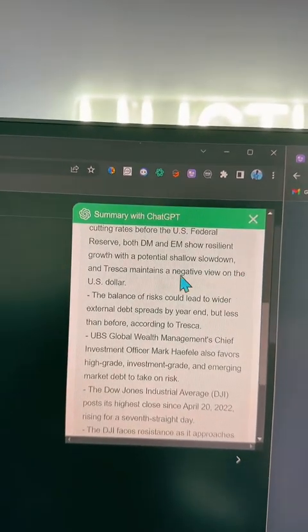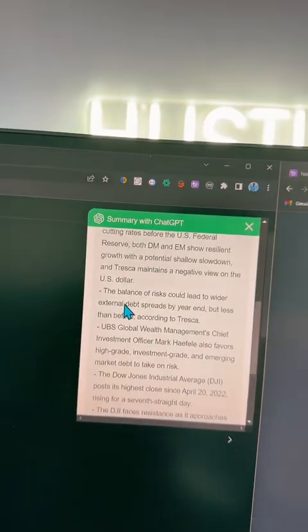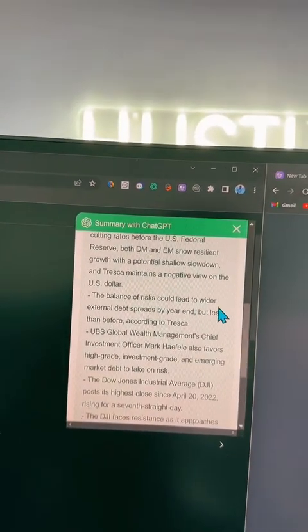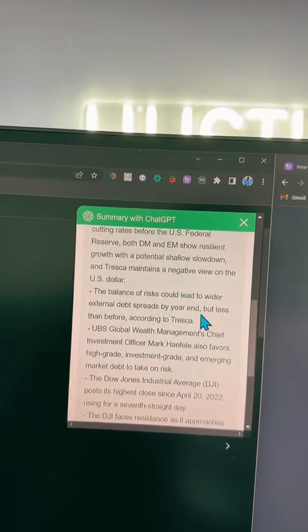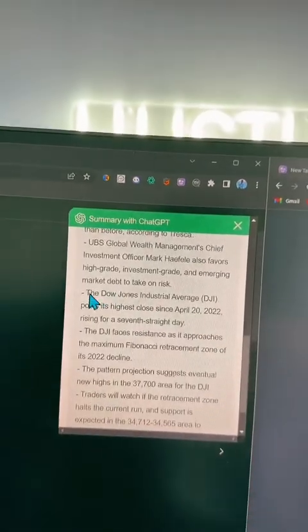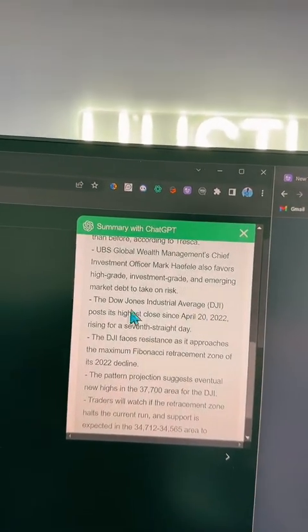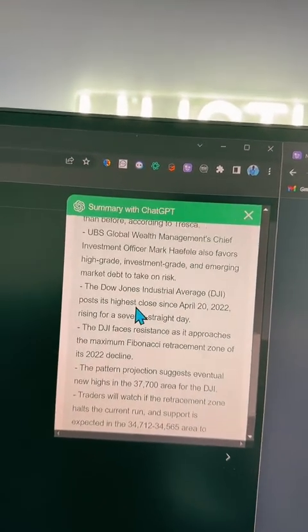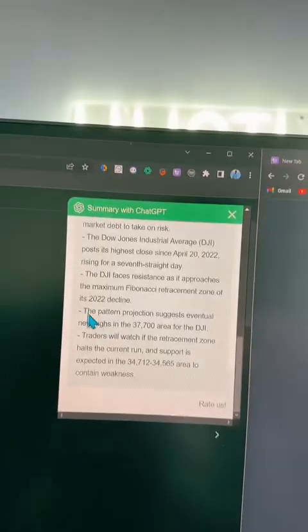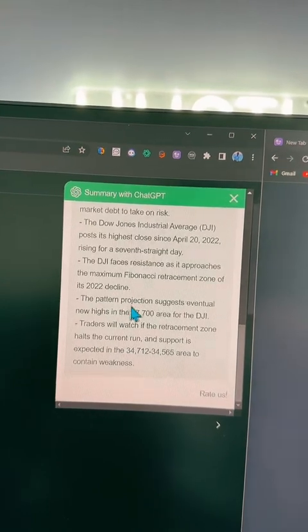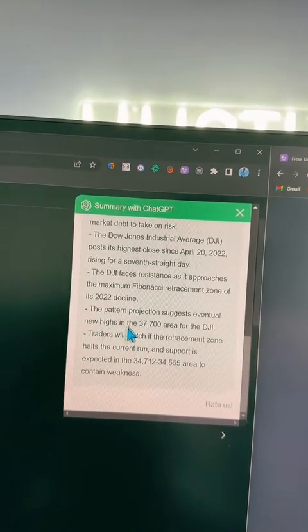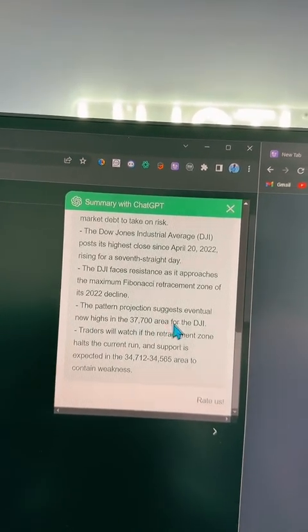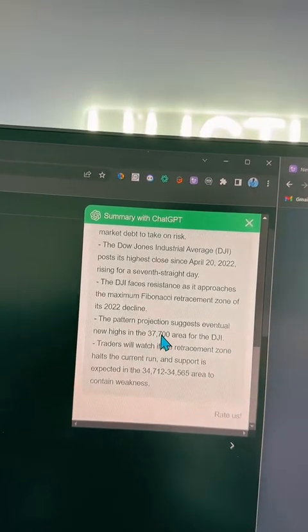Maintains a negative view on the US dollar. Balance of risk could lead to wider external debt spreads by year end. Here's the important part. The Dow Jones Industrial Average posts its highest close since April 2022. That means we're either looking for a breakout today or a reversal on the Dow. And we have our answer. The pattern projection suggests eventual new highs in the 3,700 area of the Dow Jones Industrial.